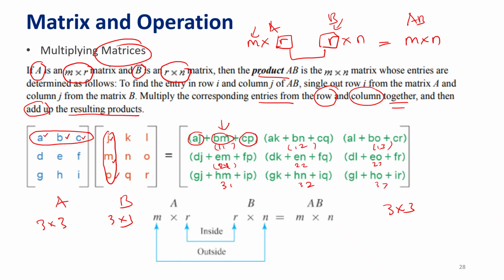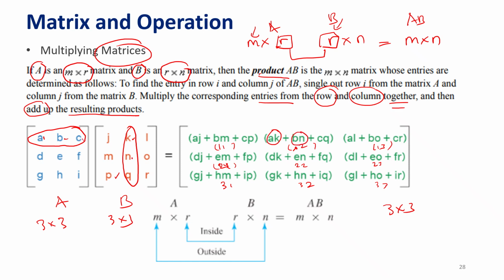Okay, what about the second entry, 1 2? You still use this one row, but now column 2. So here you will have A multiplied by K, plus B multiplied by N, and then plus C multiplied by Q. Okay, so that's how you multiply the two matrices.